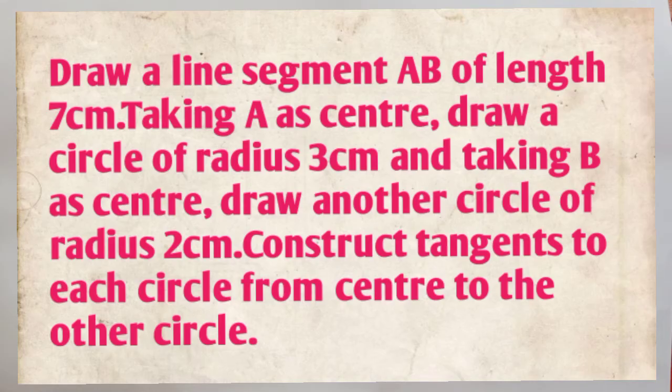Today we will see construction related to class 10. Here is the first question. Draw a line segment AB of length 7 cm. Taking A as center, draw a circle of radius 3 cm. Taking B as center, draw another circle of radius 2 cm. Construct tangents to each circle from the center of the other circle.